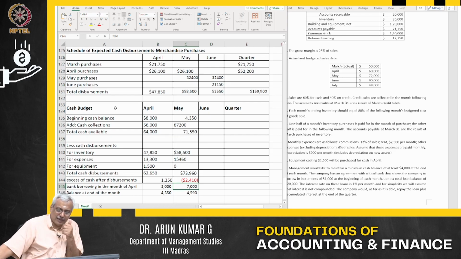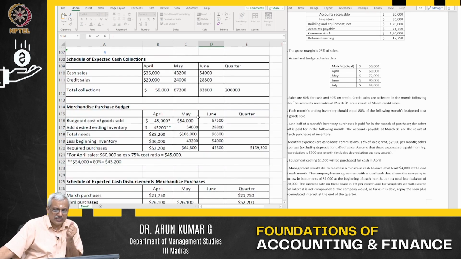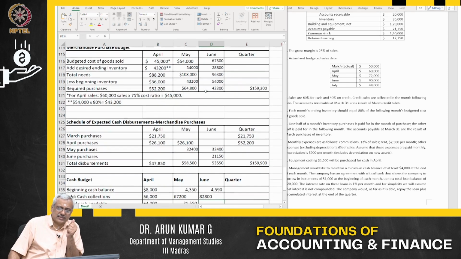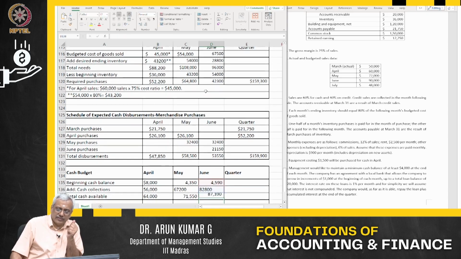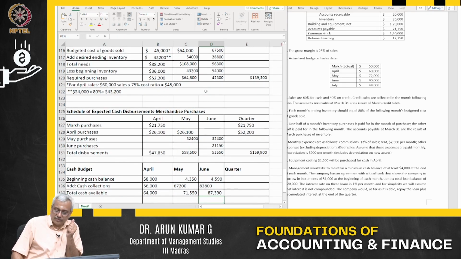Now, I go on. What is the cash balance in the month of June? Beginning cash balance is the ending cash balance of May. That is the beginning cash balance of June. What are the cash collections in June? This is the cash collections in June. What is the total cash available? The total cash available is this.